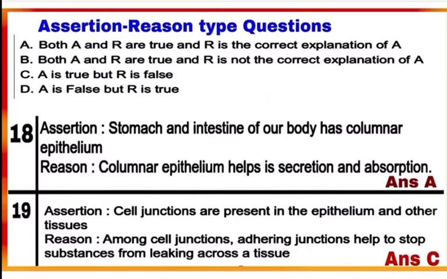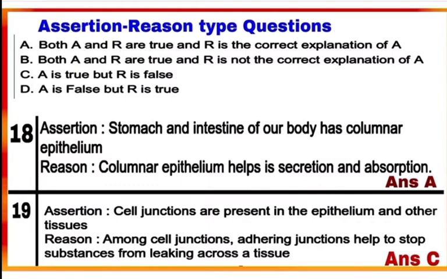Question 19. Assertion statement. Cell junctions are present in the epithelium and other tissues. This is the true statement. Junctions provide link between epithelial cells. Now see the reason. Among cell junctions, adhering junctions help to stop substances from leaking across a tissue. This is the false statement.